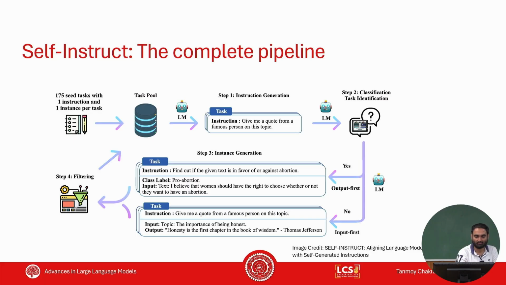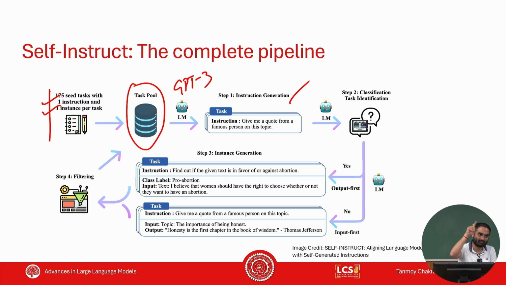Now this is the overall pipeline. 175 seed tasks, one instruction per seed task, one instance per task. You have the task pool, right? You use GPT-3 to generate instructions, with the same process. And then you classify whether the task is a classification task or a non-classification task. If it's a classification task, then you do output first. If it's a non-classification task, then you do input first, right? And then they also have a filtering stage where they remove some of the spurious instances which are not that useful. That's it.